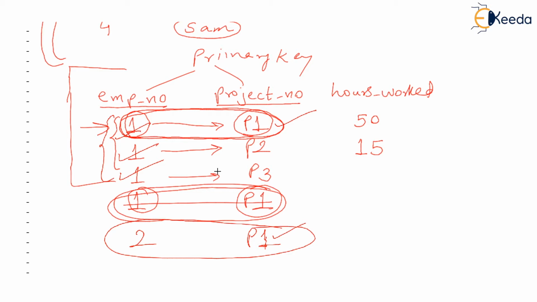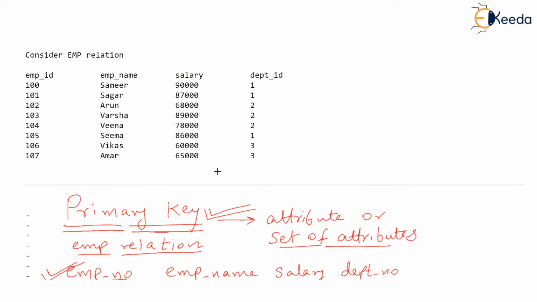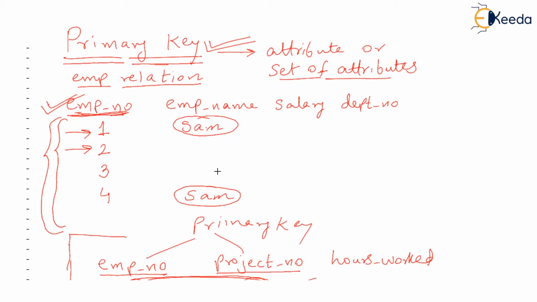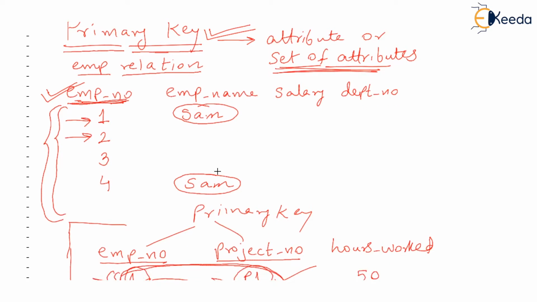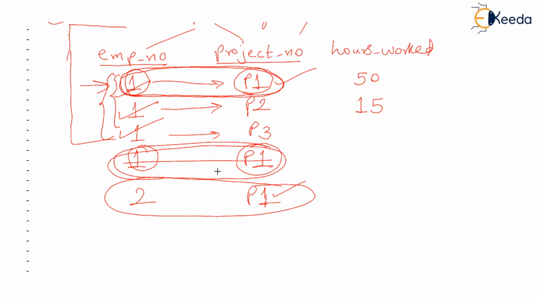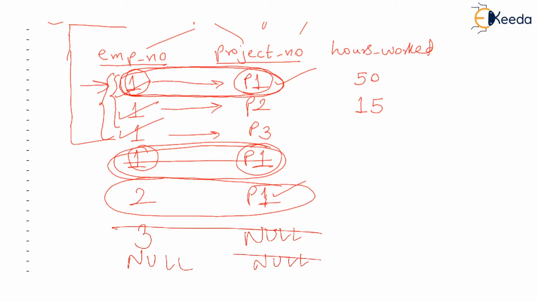Coming back again to the definition of primary key, what do you mean by primary key? It is an attribute, that is a column, or a set of attributes, that is a collection of columns, which should have unique, distinct values, and which cannot be null. So coming back to employee number and project number, we can't say something like an employee 3 who works on project null. This is not allowed, because null is not allowed in the parts of the primary key, isn't it so?